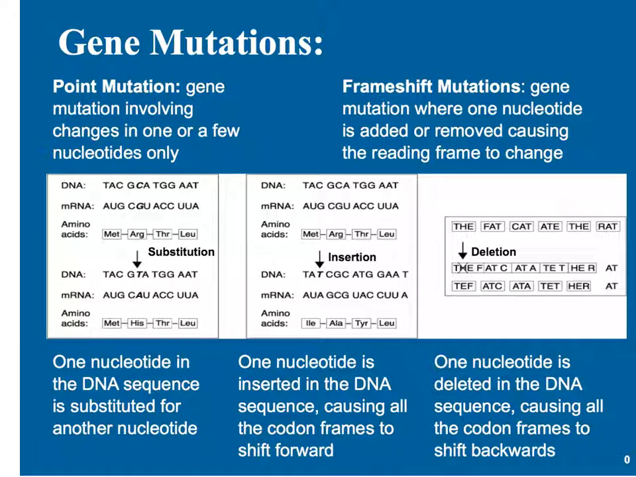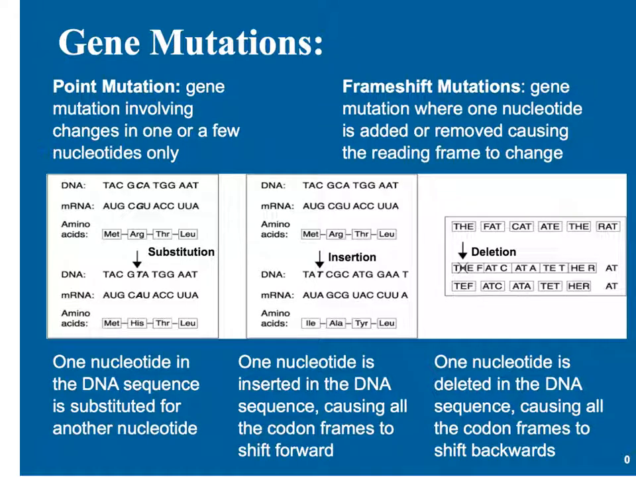So if you add or remove a base, it's going to shift that chunk of 3, and this one here shows you what happens if you happen to delete this H. So instead of being a sentence that makes sense, you now are left with a jumbled mess. And if that happens, sometimes the protein won't be made at all, and sometimes it can be a catastrophic change. And we call that a missense or a nonsense mutation because nothing can come of it.